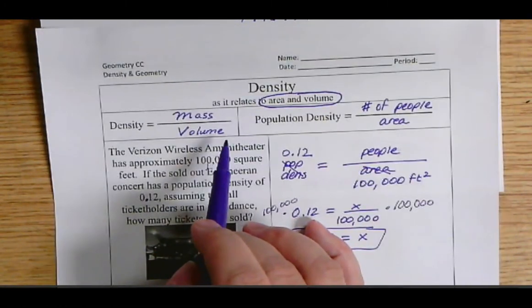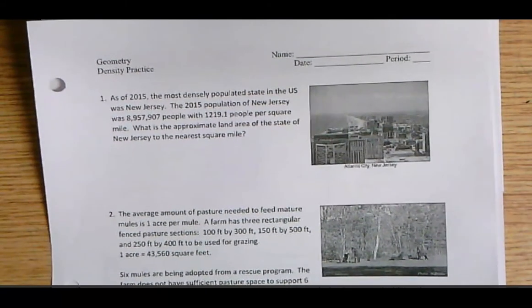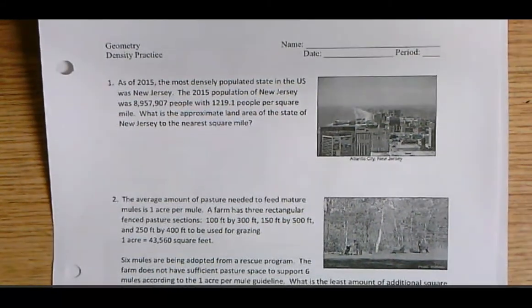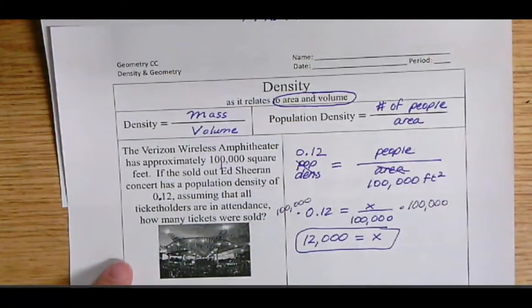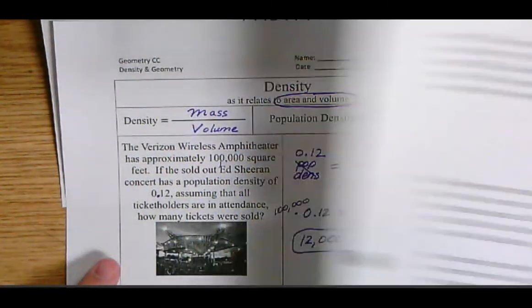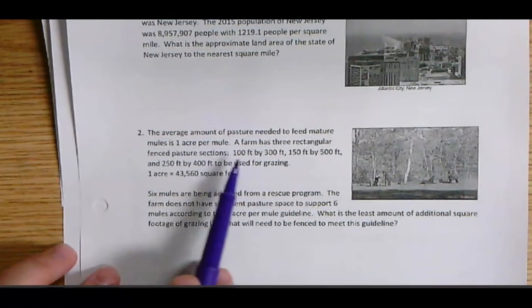So hopefully that will help you to do these problems, which is where you're going from here. Notice the very first one's a population problem. Second one is an area problem. So first one, you're going to be looking at this. Second one, more like just area. It's people per area or mules per area.